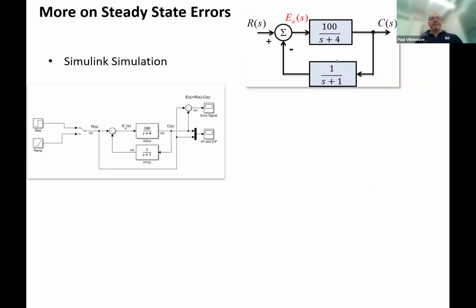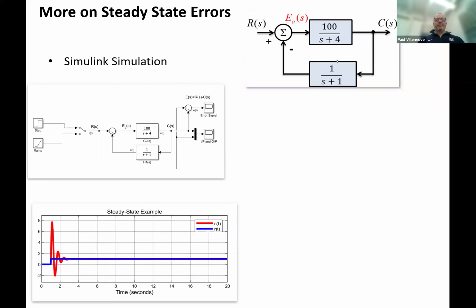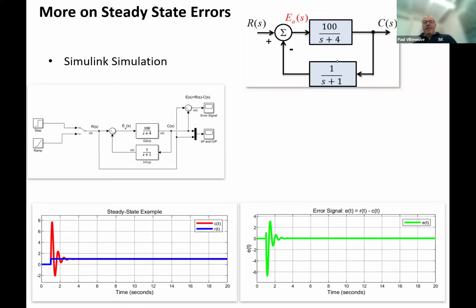Here's our simulation. You can do a step or a ramp. Here's the step input, and you can see that it does settle out. Hard to see, but there's a slight difference between the red and the blue. And then here's the actual error signal, the R(t) minus there. You can actually see what the difference is in steady state. So the red and the blue are the actual signals. The green line shows you what the actual value is.